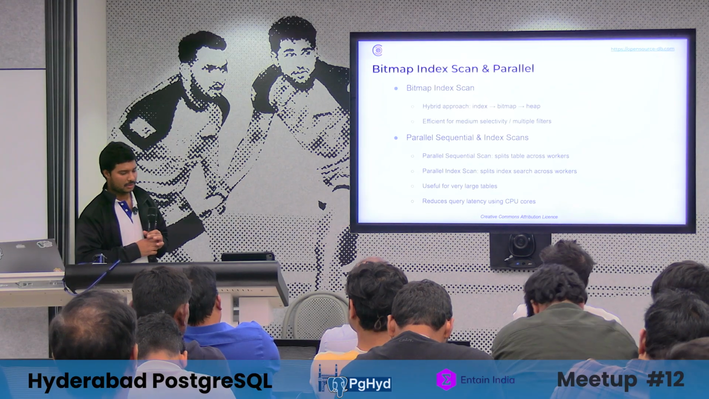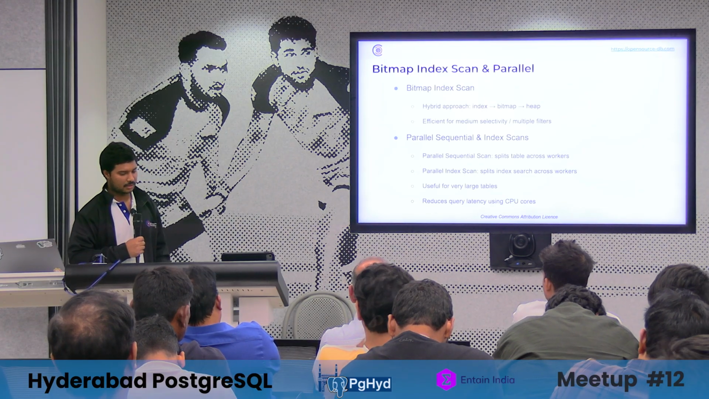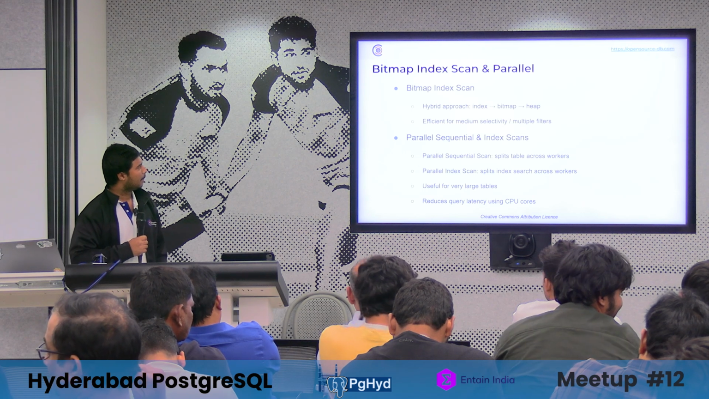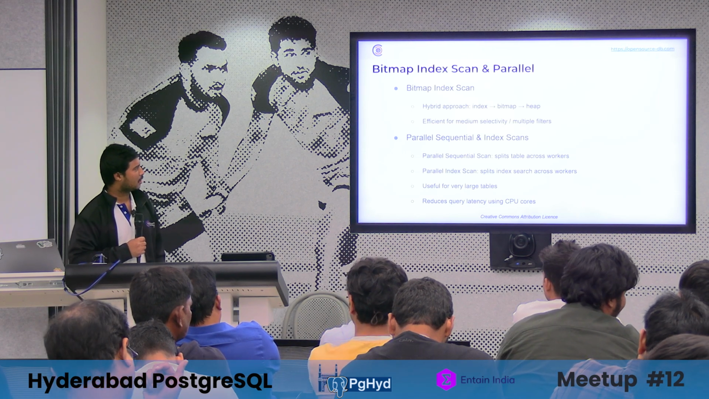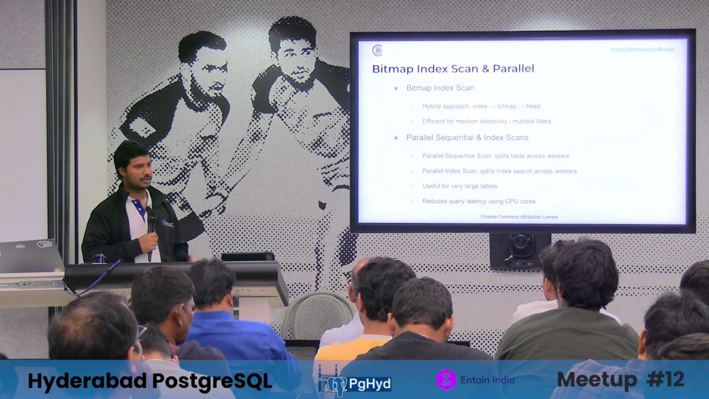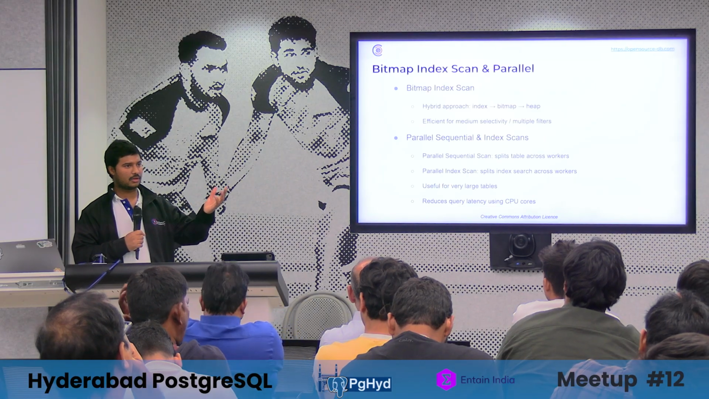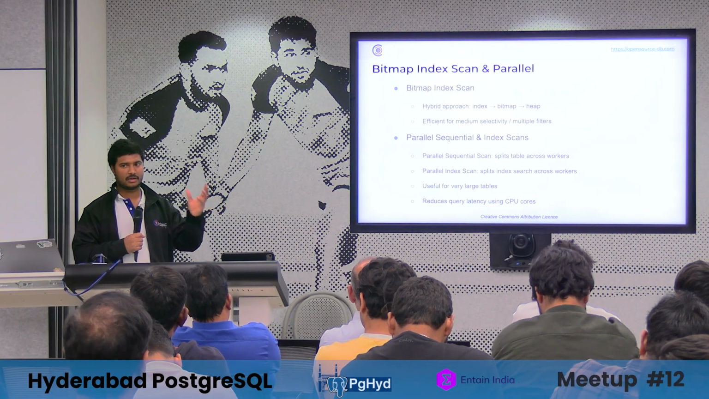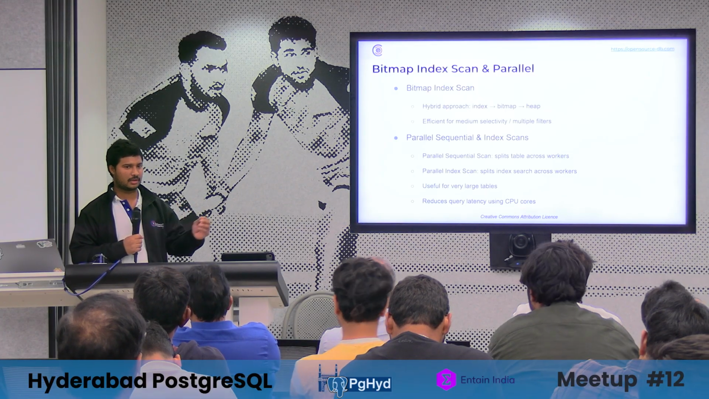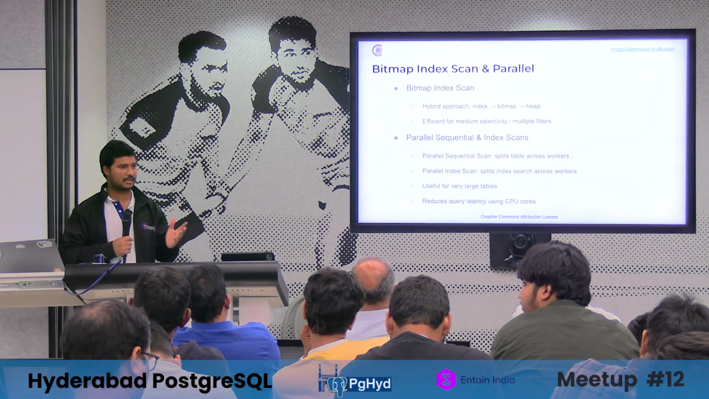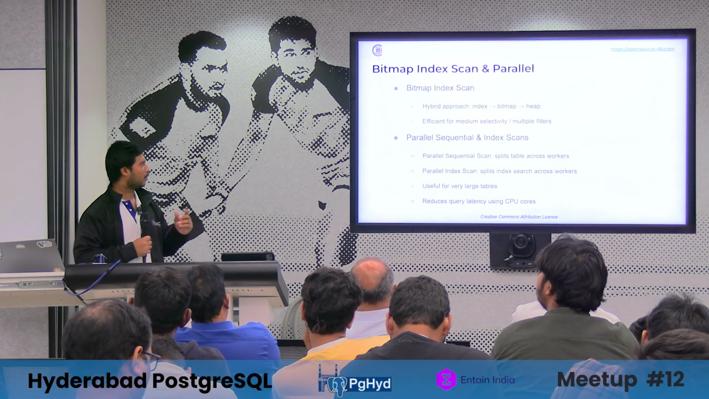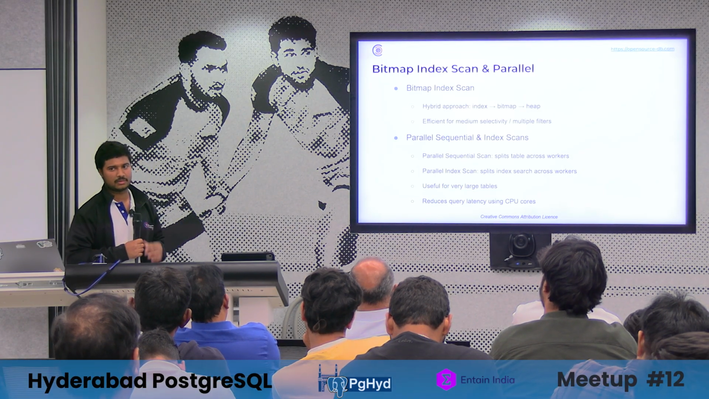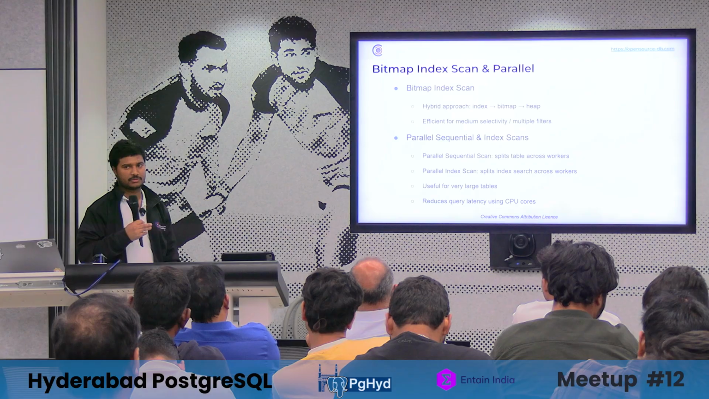Coming to the bitmap index scan and the parallel sequential and index scan. Bitmap scan is used whenever a query has multiple filter conditions, like WHERE with AND operations. At that point of time, we can use the bitmap scan. It's helpful to retrieve the data in a fast way.